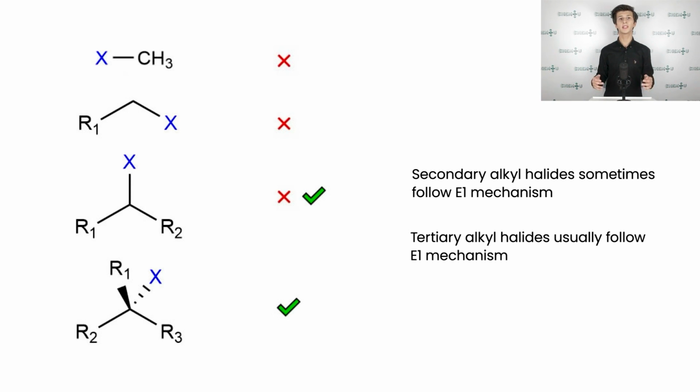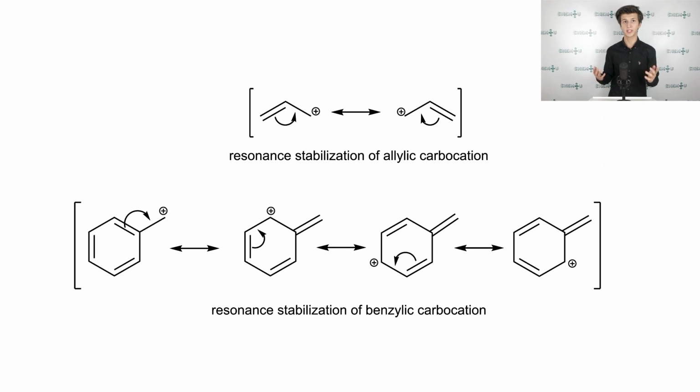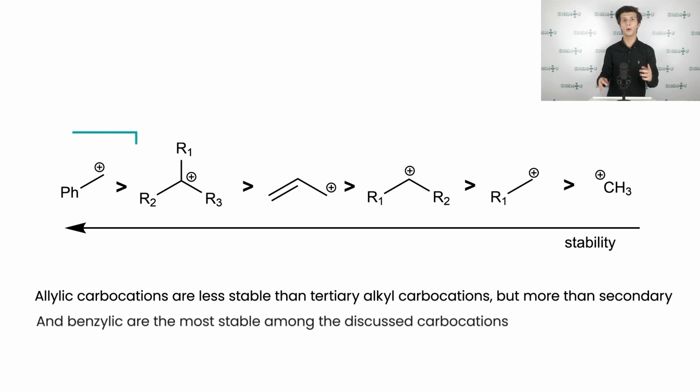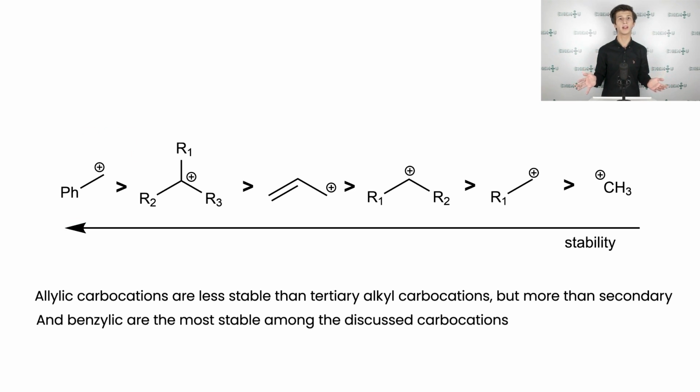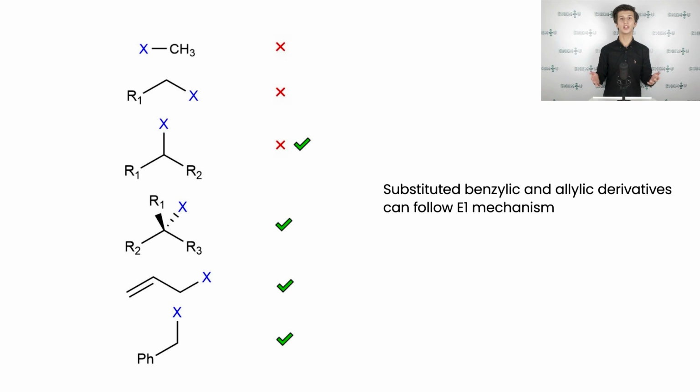Until this moment, we have discussed only alkyl carbocations. However, there are other types of carbocations. For example, pi conjugation is quite an effective way of stabilizing carbocations. Such conjugation enables us to formulate more resonance structures, for example, for allylic and benzylic carbocations. That's why allylic carbocations are less stable than tertiary alkyl carbocations, but more stable than secondary. And benzylic is the most stable among the discussed carbocations. It means allylic and benzylic derivatives can follow E1 elimination mechanism.